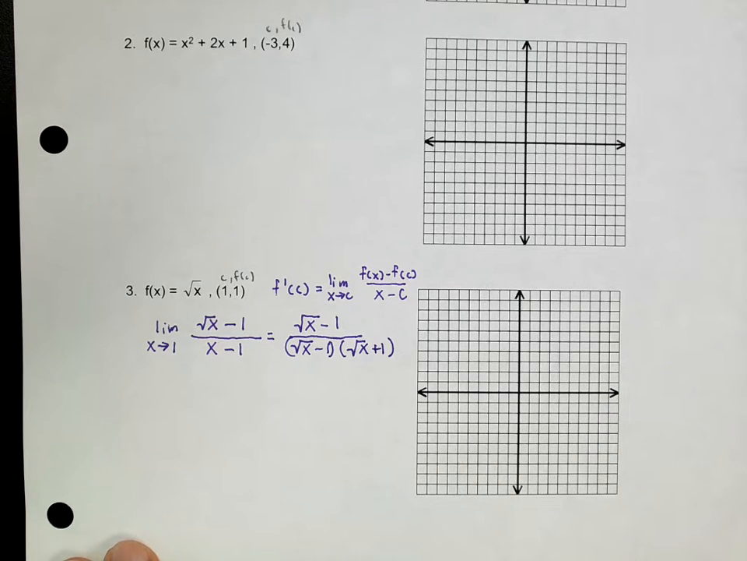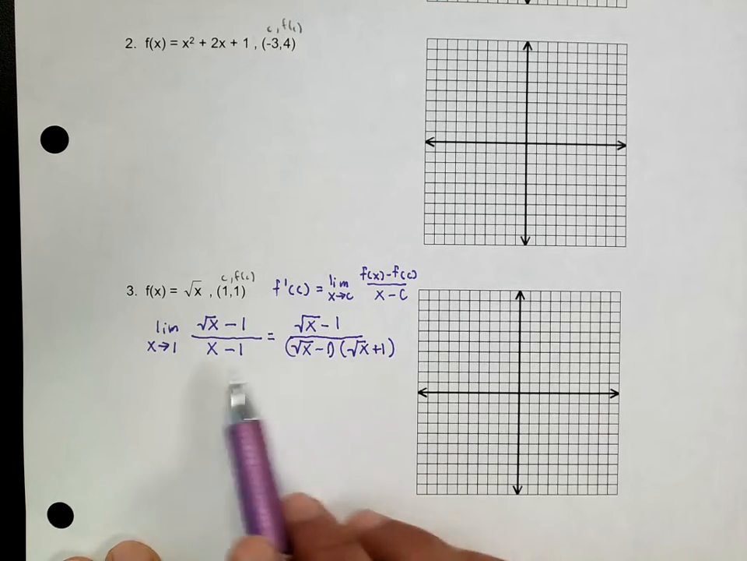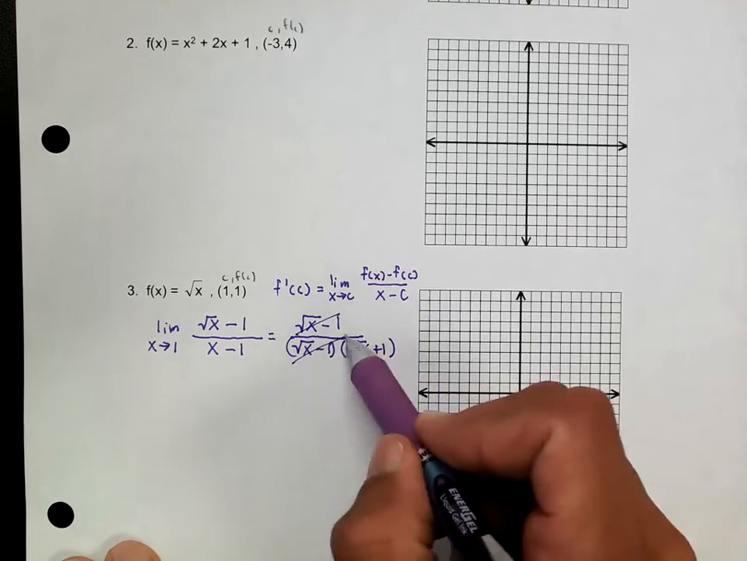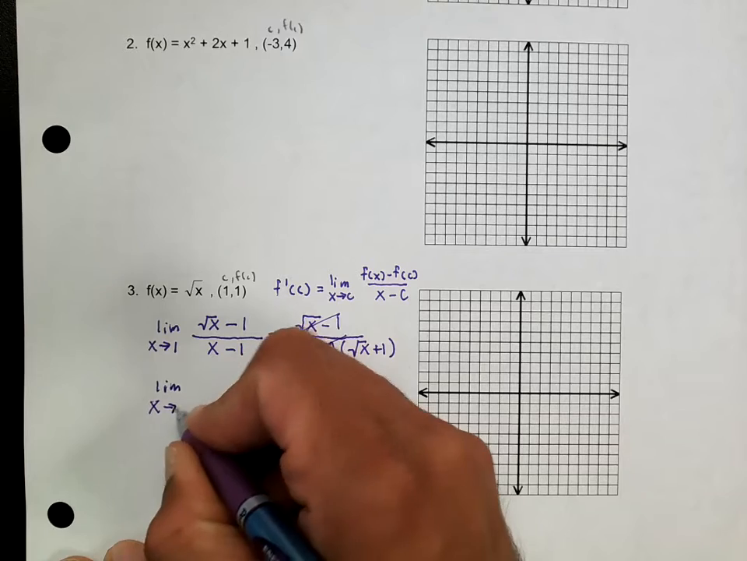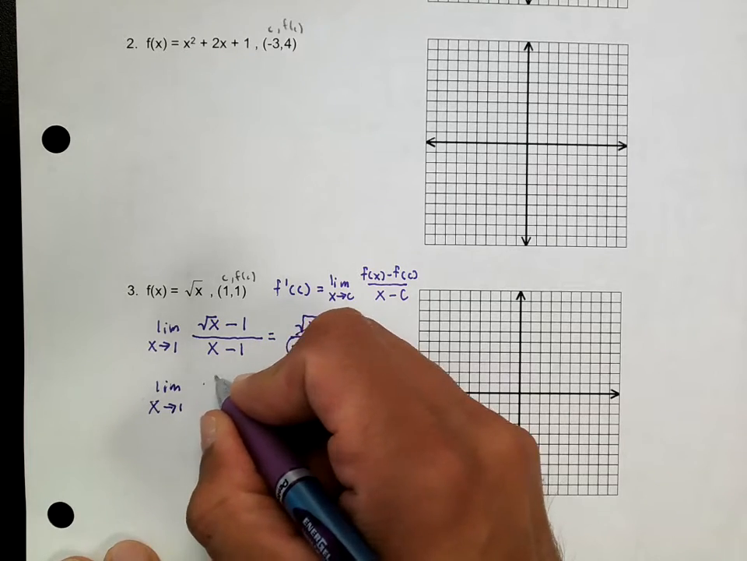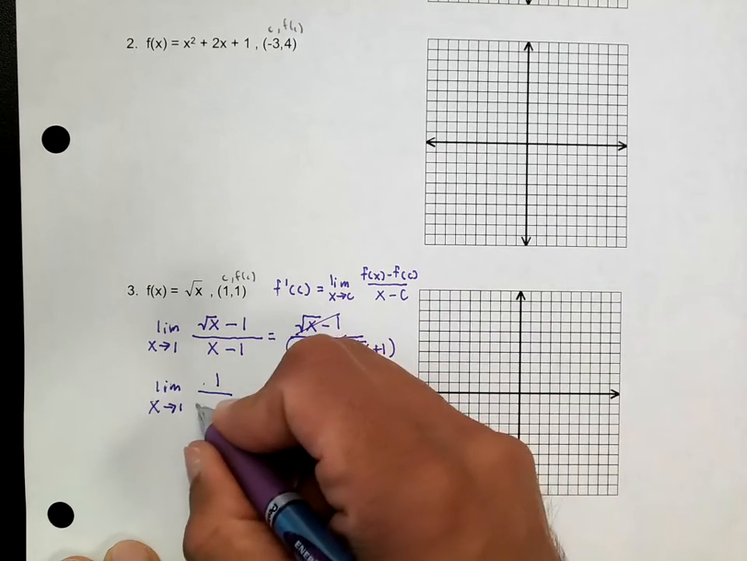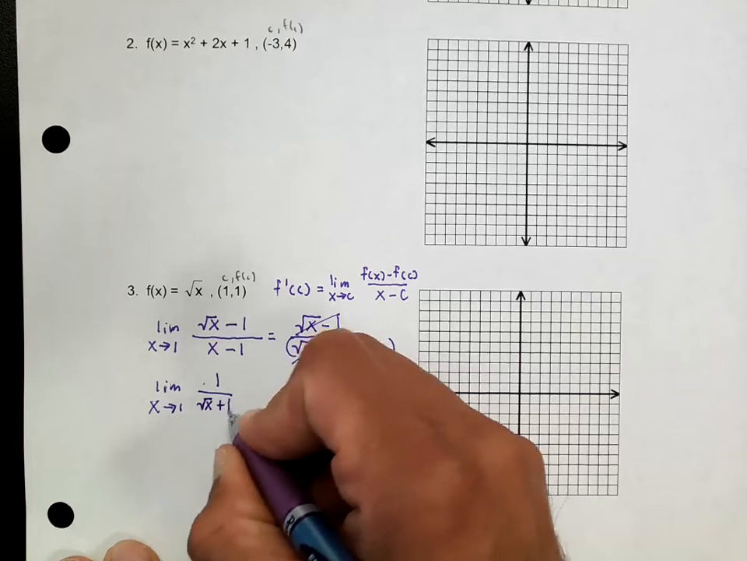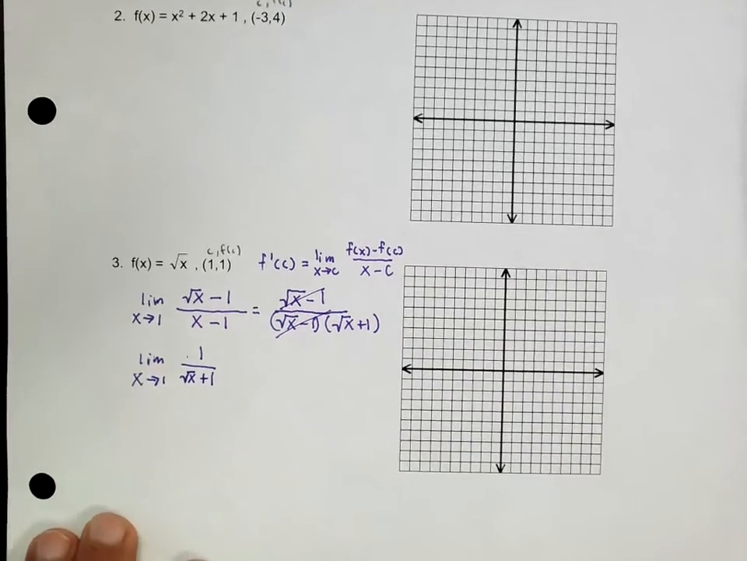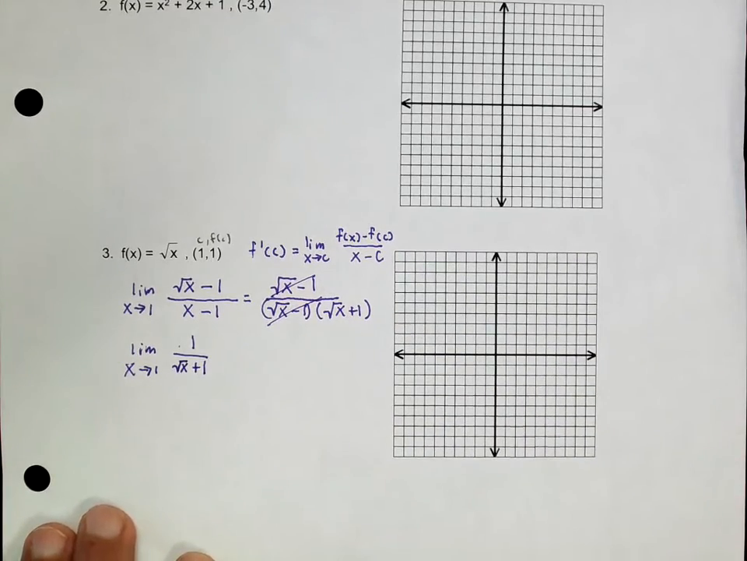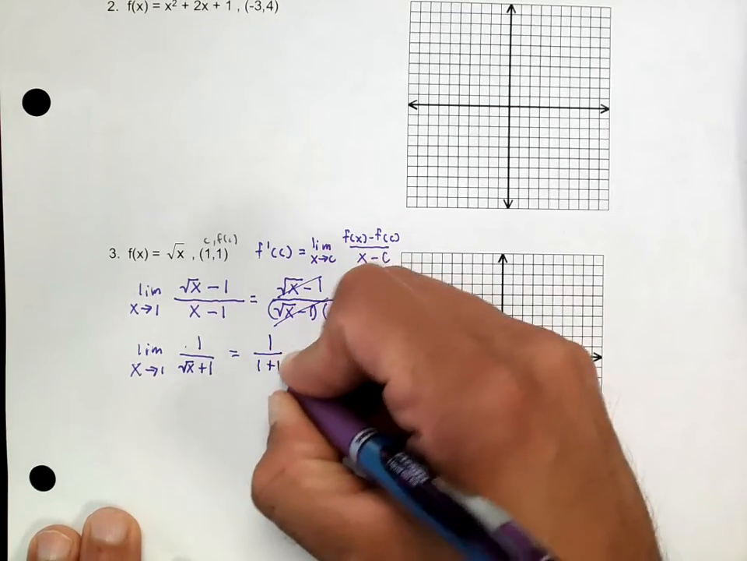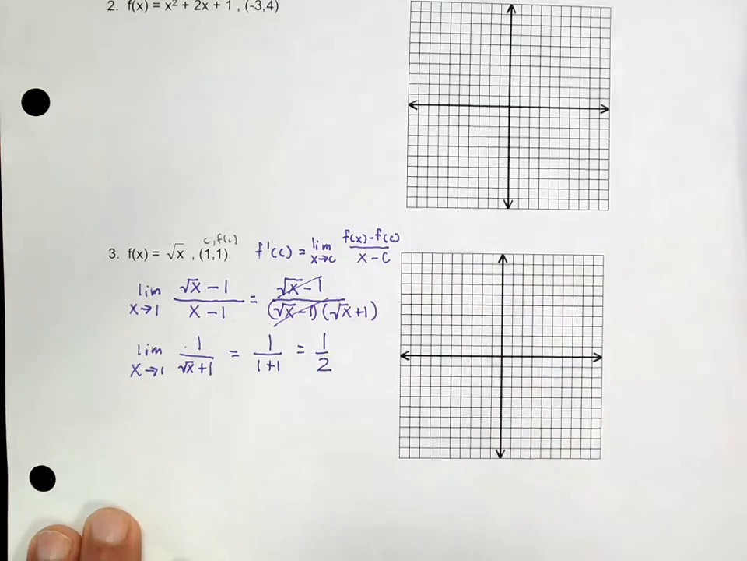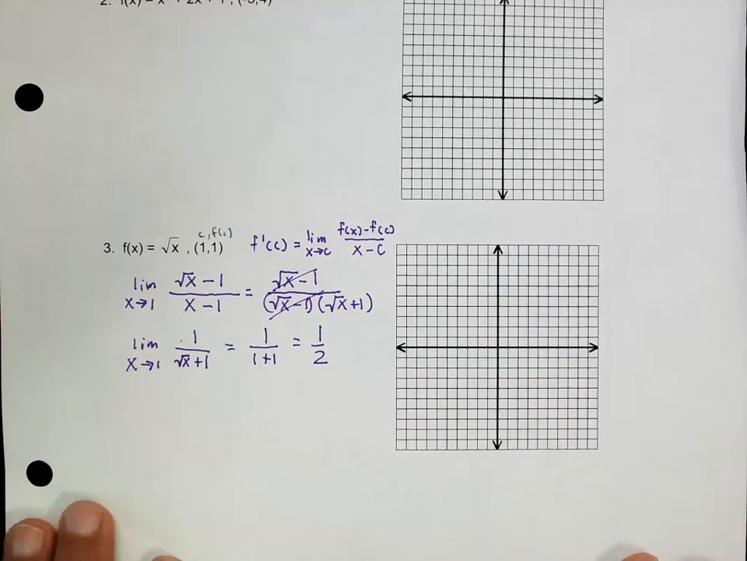And think about it. If I multiply this times this, if I FOIL it, I get this. That cancels. All right, so now I have the limit as x goes to 1 of 1 over square root of x plus 1. Now, sometimes this is easier to do. Sometimes it's easier to do the conjugate. You'll see what works best. Plug it in. So you have 1 over 1 plus 1, which is 1/2. All right, so the slope of that tangent line is 1/2.